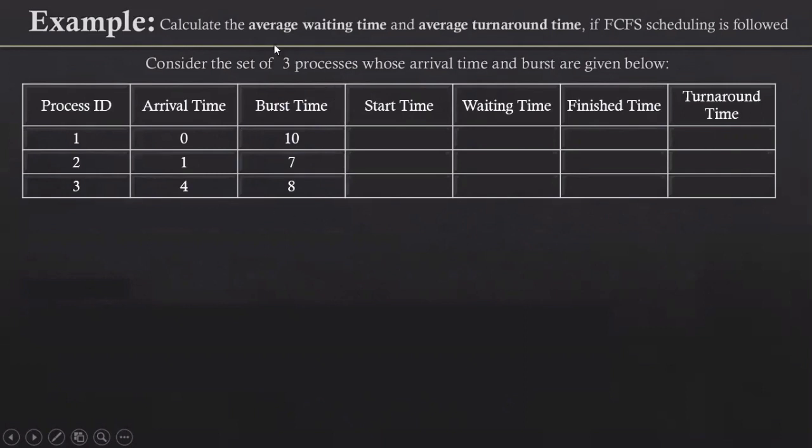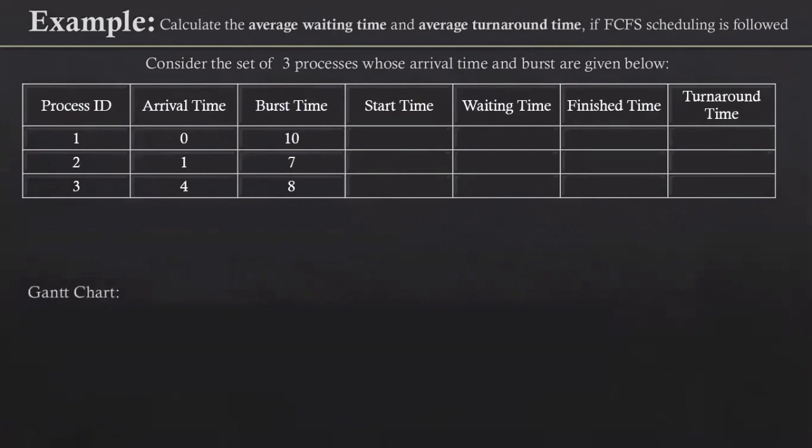So in order to get the average waiting time and average turnaround time, we need to get the start time, waiting time, finish time, and turnaround time. And in order to get that, we need to create a Gantt chart.